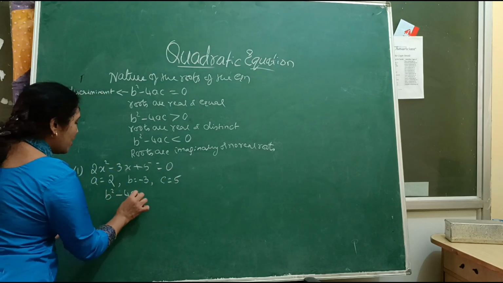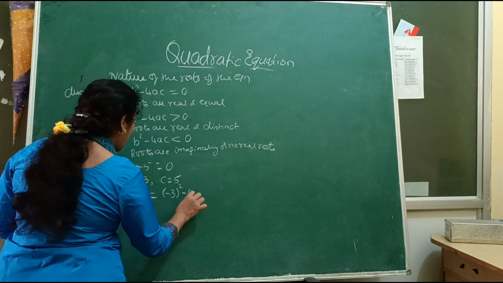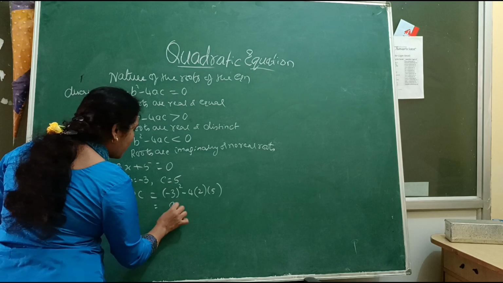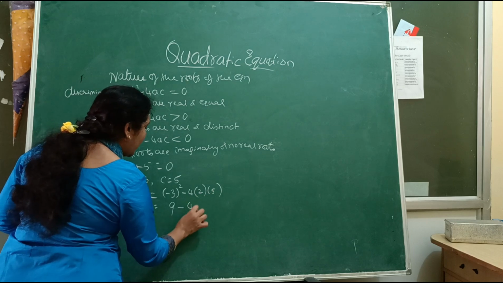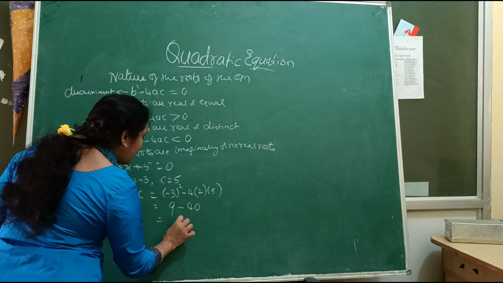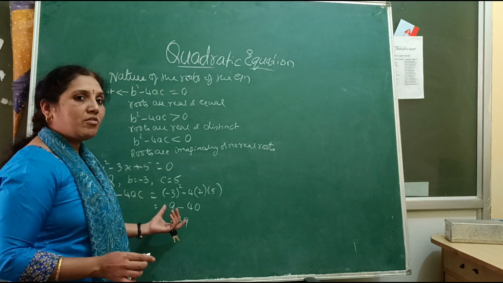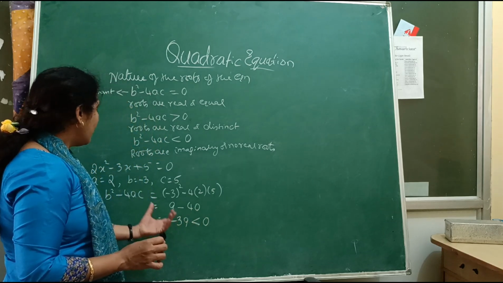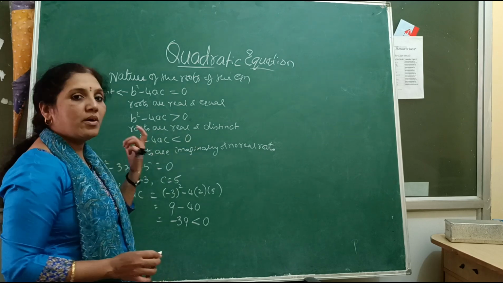b square minus 4ac is equal to minus 3 whole square minus 4 into 2 into 5. So 3 square is 9. Minus will become plus only. Minus 4 into 2 is 8, 8 5s are 40. 9 minus 40 will become minus 31. Oh, you are having minus. Is it less than 0 or greater than 0? Yes, obviously it is less than 0. When you are getting b square minus 4ac less than 0, how are the roots? There are no real roots.